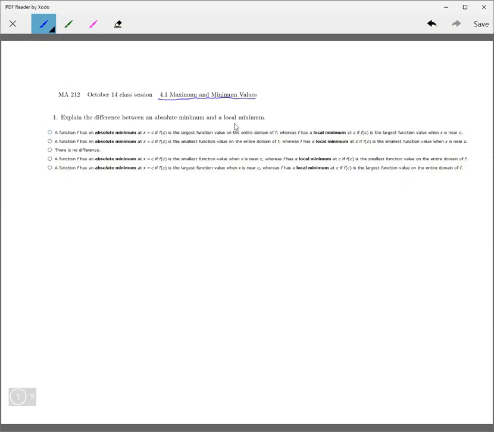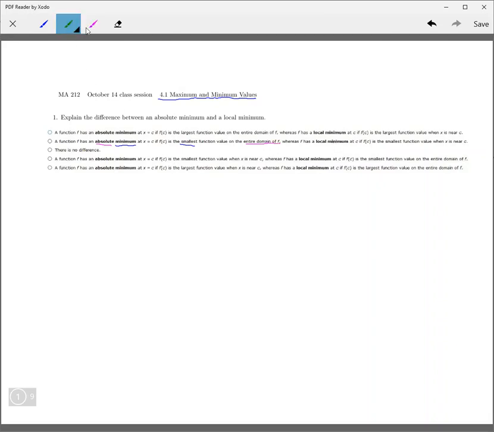Minimum, maximum, and minimum values. First of all, there's a difference between absolute and local. Absolute means, like an absolute minimum, there's maximum and minimum also. Minimum is the smallest value. Absolute means on the entire domain of f.